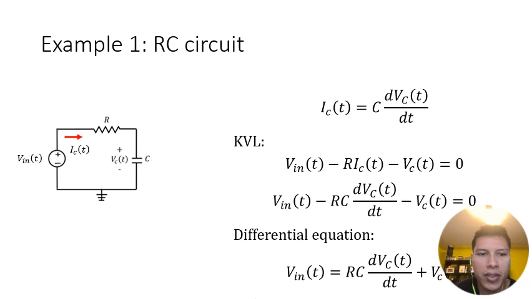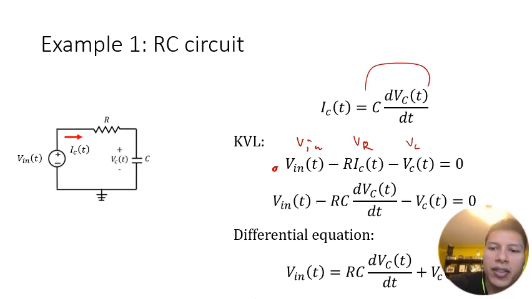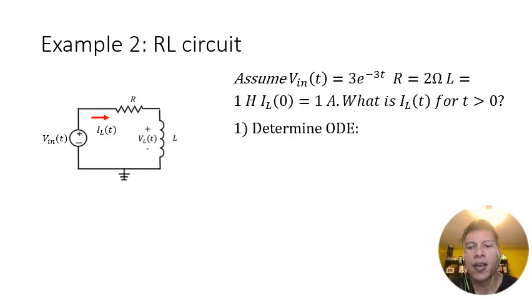Okay, so here's the RC circuit, summarizing what I showed you in the previous slide. We applied KVL to get that Vn minus Vr minus Vc is equal to 0. And then we use our IV relationship for the capacitor in order to get rid of the current going through the resistor. And then finally we get our differential equation. Okay, now let's look at a second example.